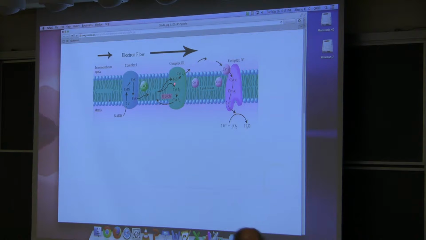When the electrons get to complex 3, the same thing happens. Electrons move through complex 3. As they move through, complex 3 pumps protons out of the matrix and into the intermembrane space. So again, we're building up the proton gradient.